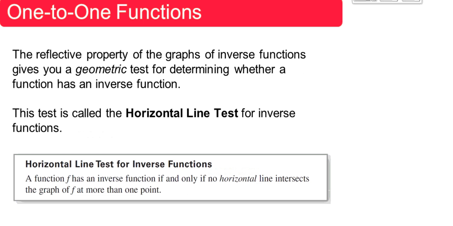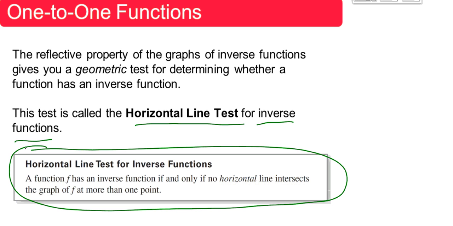This is the horizontal line test for inverse functions, and I'm just going to circle it. You can write something down about it. A function f has an inverse function if and only if no horizontal line intersects the graph of the original f in more than one point. So take a minute, write that down. Pause this if you need to, because I'm going to go on to the next slide.